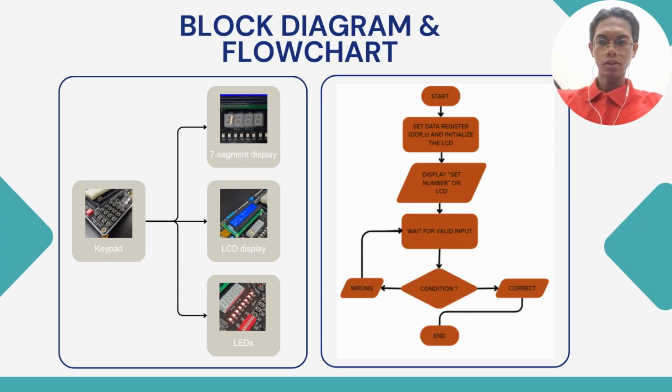Now, looking at the block diagram, we can see how the system is structured. For the input, we have the keypad that serves as our primary input, where the user enters their guess between 0 and 9. For output, we have the 7-segment display that provides a visual of the specific number the user just entered. We also have the LCD display that handles the text-based interface, showing the game instructions and final results. And then we have LEDs that offer visual feedback, such as flashing patterns, to signal a correct or incorrect guess.